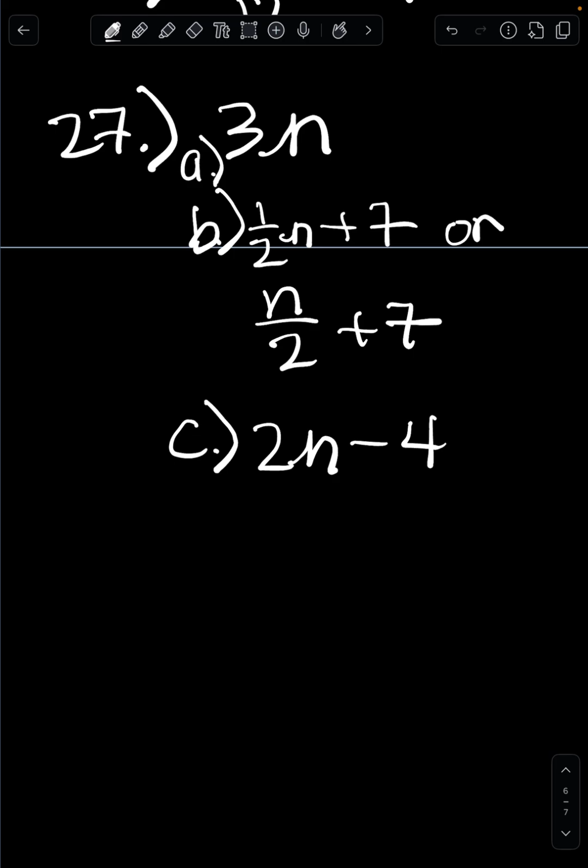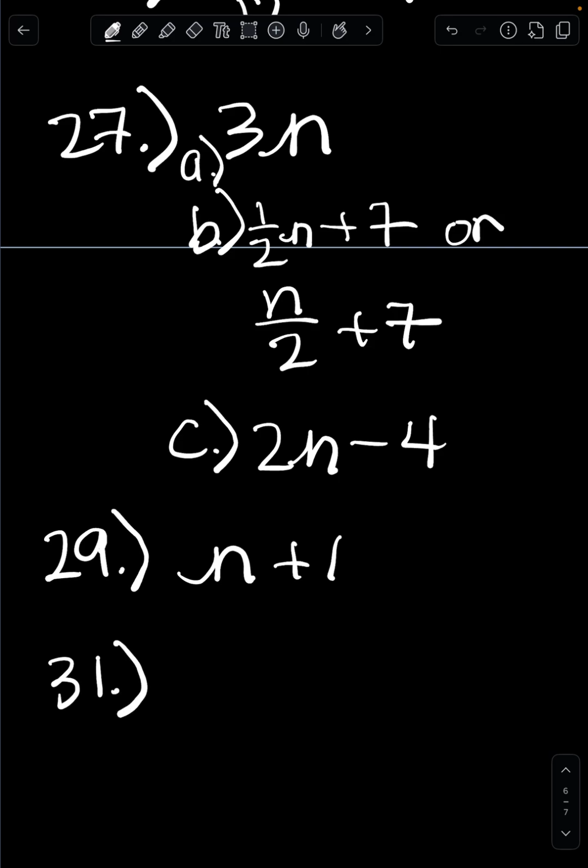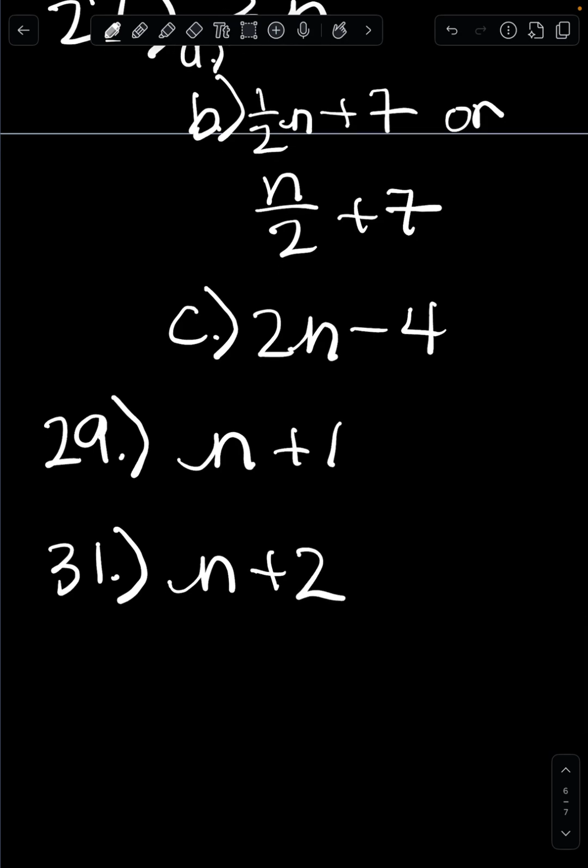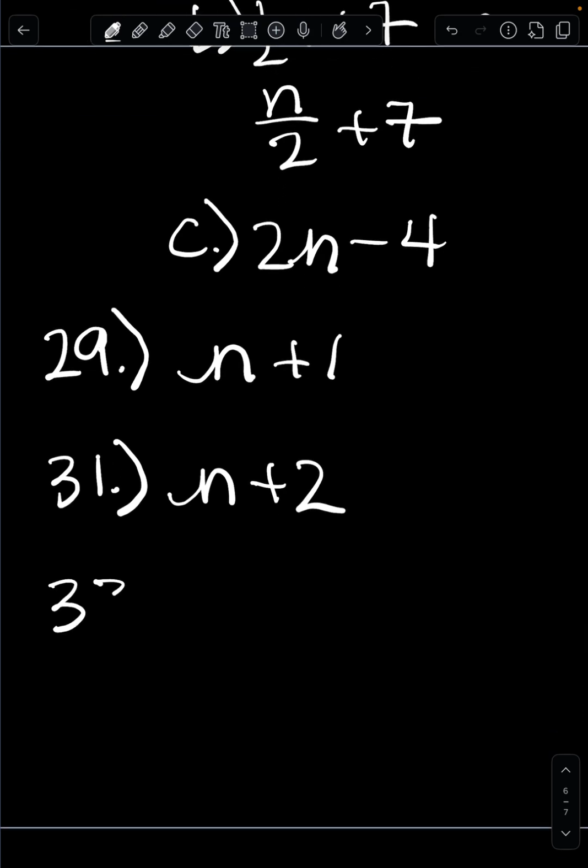29 through 34. Okay, number 29. If the letter N represents a positive integer, such as 1, 2, 3, 4, etc., write an algebraic expression for each of the following. The next consecutive integer, so N, and then the next consecutive integer would be just add 1. Number 31, the integer 2 more than N. So more than goes at the end, so N plus 2.